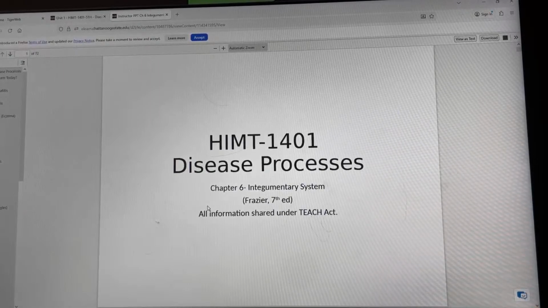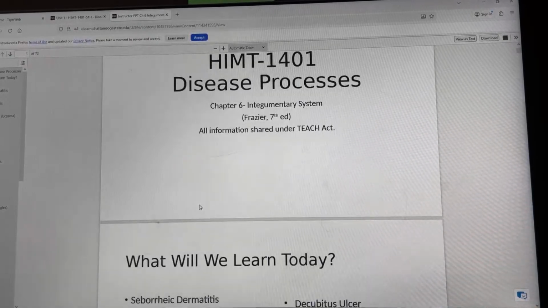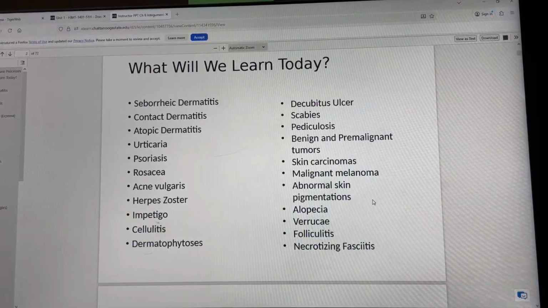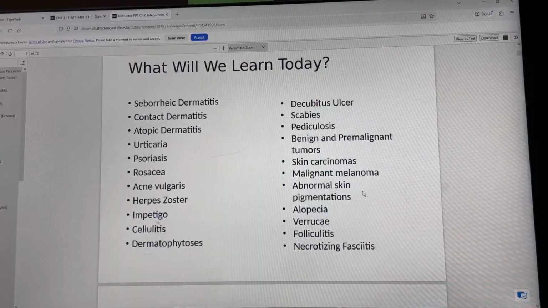All right, so we're in chapter 6, which is the integumentary system. These are the different conditions that we're going to learn today, and this is only the tip of the iceberg when it comes to dermatology, right? There's just so much, but I try to pick out the most common ones, the ones you'll most likely see with skin conditions.